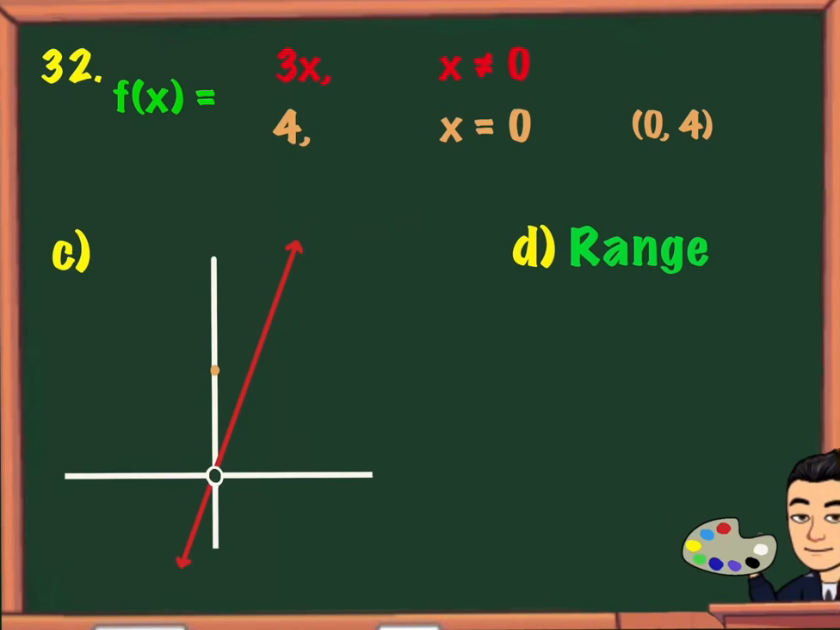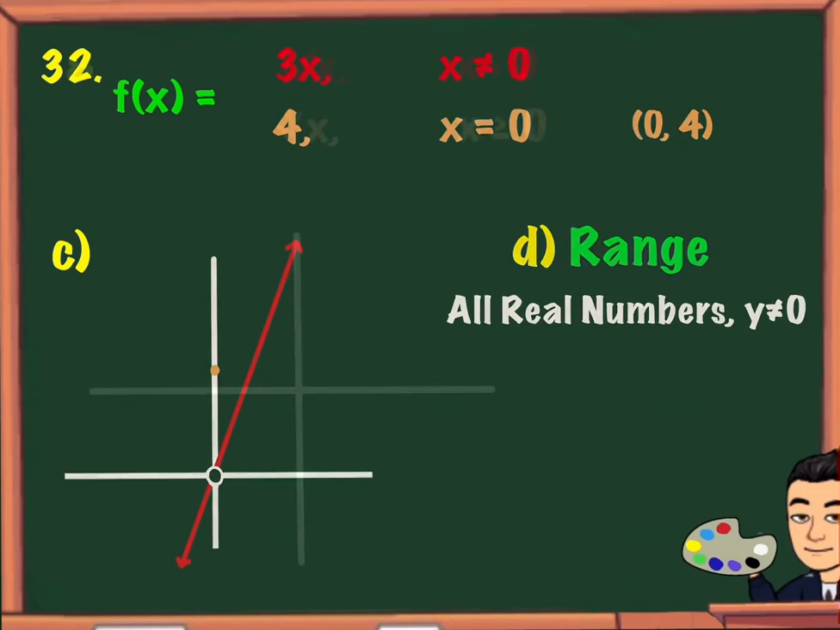For letter D, the range. This linear function covers everything from top to bottom except this point where y equals 0. Your range is going to be all real numbers except y equals 0.